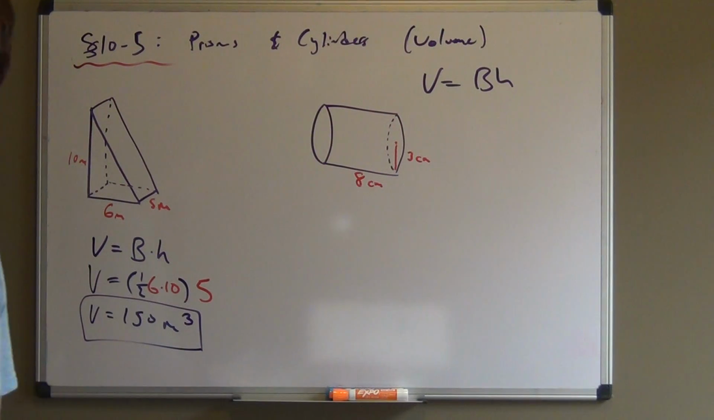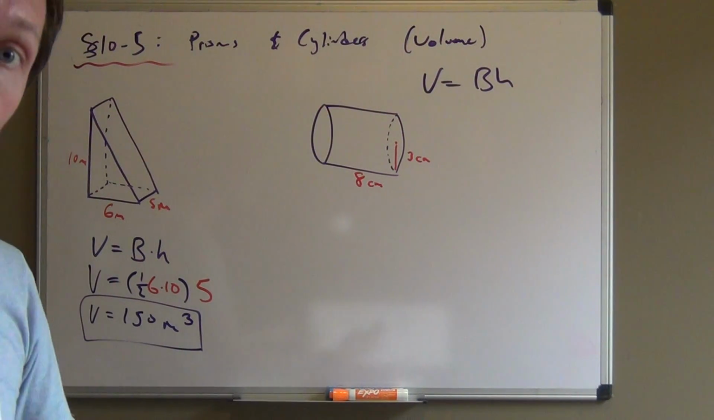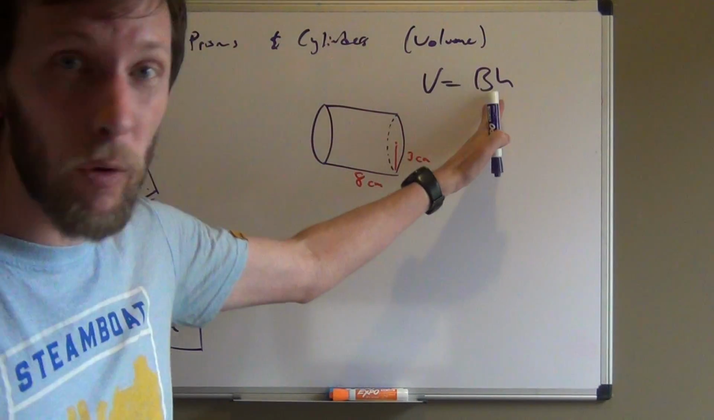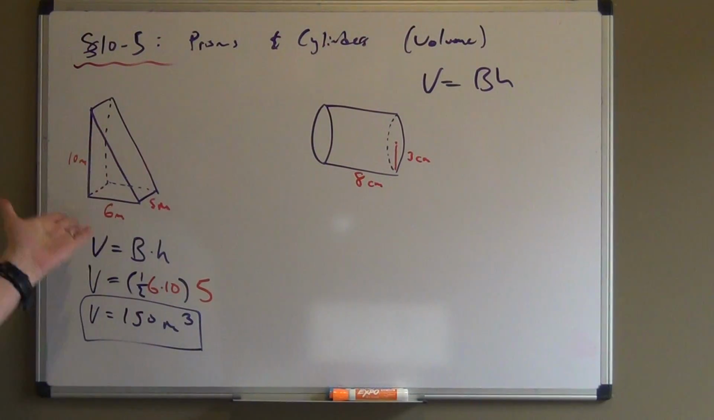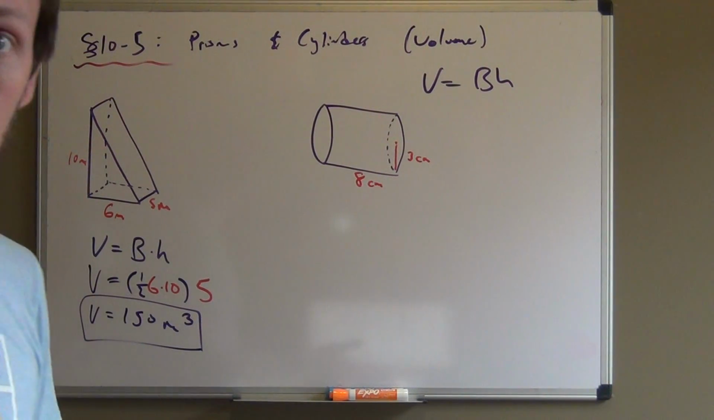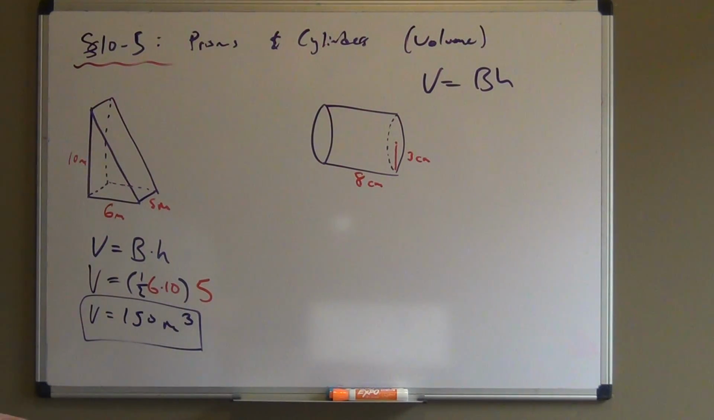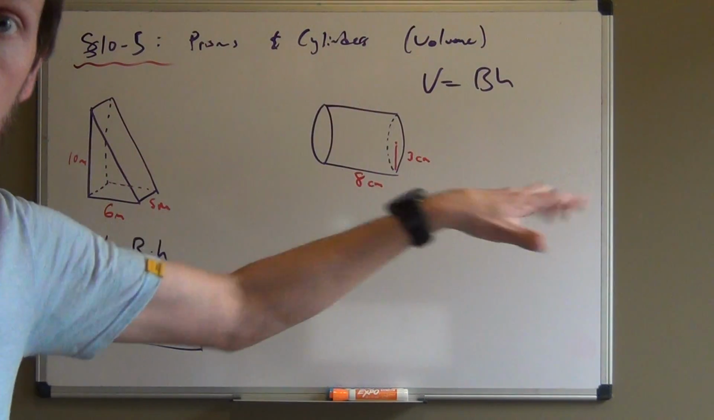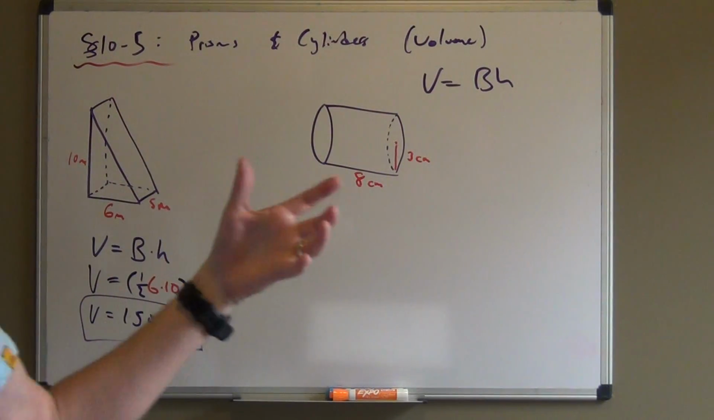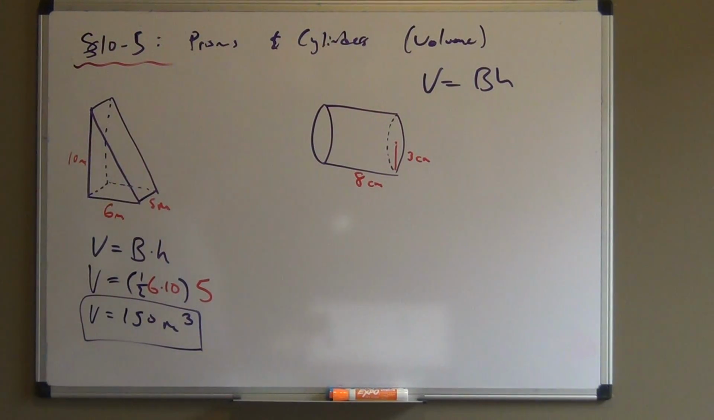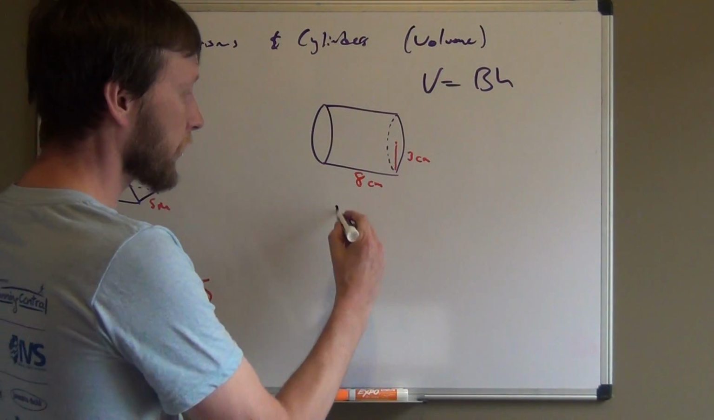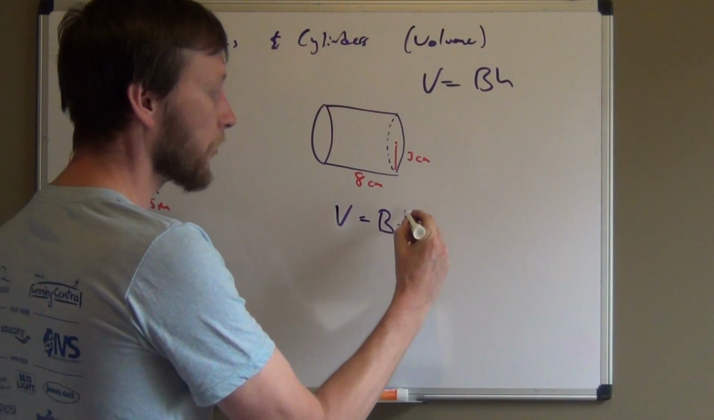On the cylinder question, we're going to use the same exact formula, but the formula for the area of the base is different than the formula for the area of a triangular base. So obviously we're going to have to be flexible as we jump from one type of figure to the next. If we're dealing with a rectangular prism, then we're going to have a rectangular base. If we're dealing with a hexagonal prism, then we're going to have a hexagonal base, and we'll need to use the appropriate formulas.